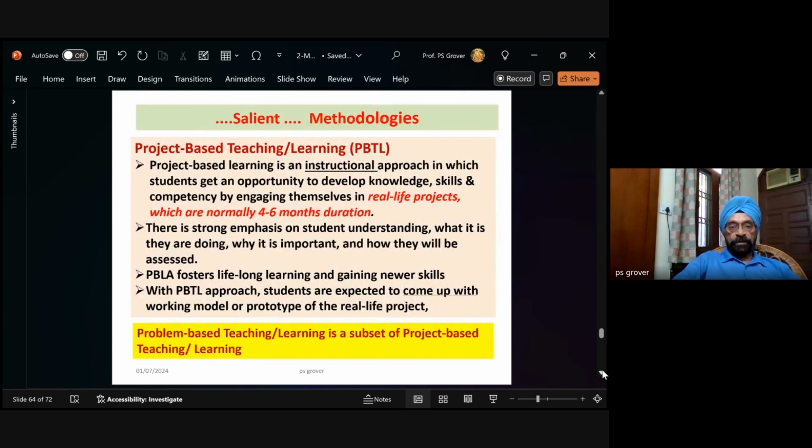Now, the salient methodology of project-based learning. I think project-based learning is an instructional approach in which students get an opportunity to develop knowledge, skills and competence by engaging themselves.